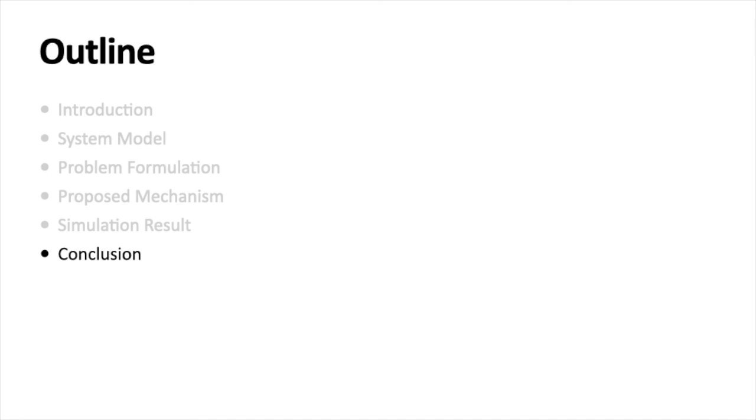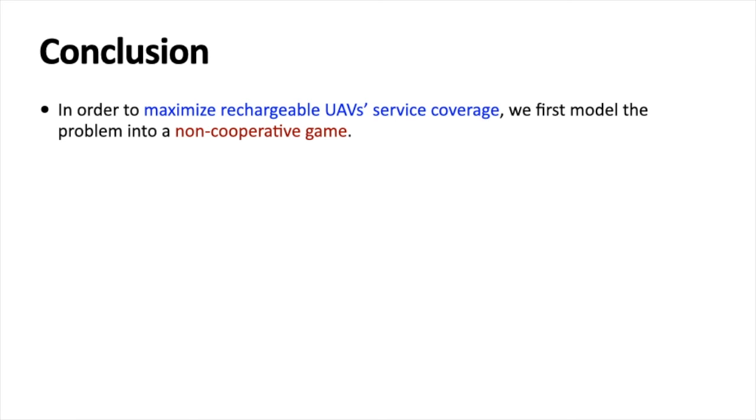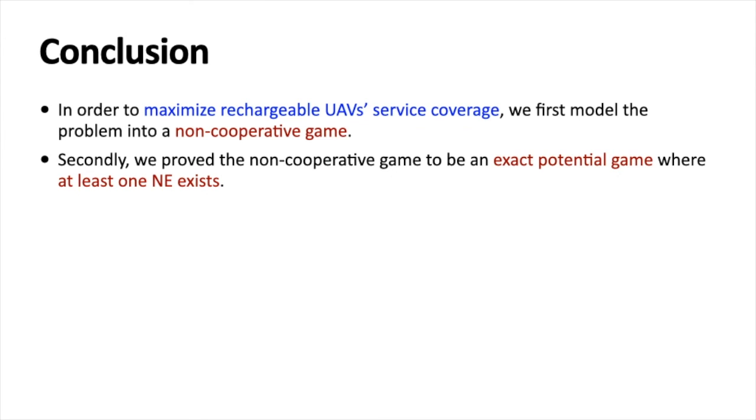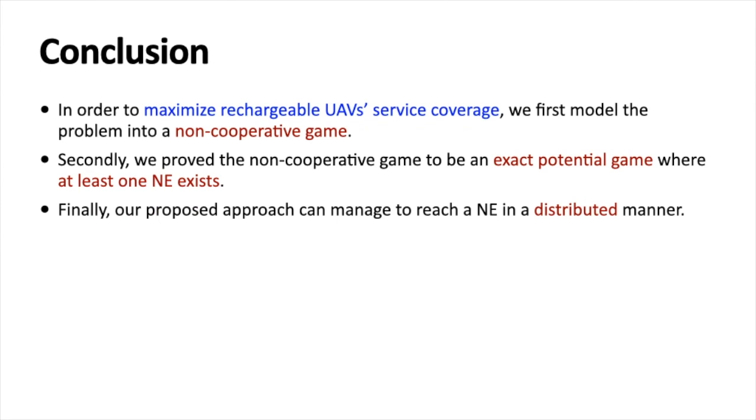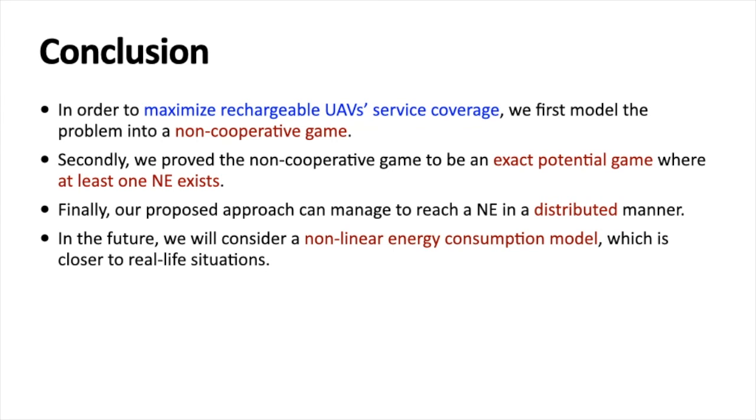Finally, we've reached the conclusion. In order to maximize rechargeable UAV service coverage, we first model the problem into a non-cooperative game. Secondly, we prove the non-cooperative game to be an exact potential game where at least one Nash equilibrium exists. Finally, our proposed approach can manage to reach a Nash equilibrium in a distributed manner. In the future, we will consider a nonlinear energy consumption model which is closer to real-life situations.